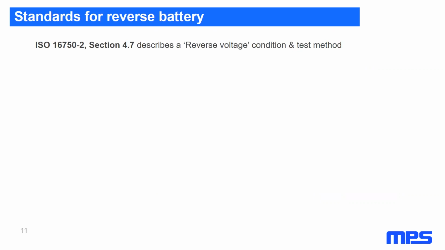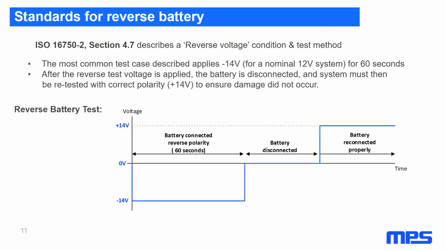ISO 16750-2, section 4.7 describes a reverse voltage condition test and test method. The common test case described applies negative 14 volts for a nominal 12-volt system, and this voltage is applied for 60 seconds. After the reverse test voltage is applied, the battery is disconnected and then reconnected properly, and the system must be retested with correct polarity of positive 14 volts to ensure damage did not occur.